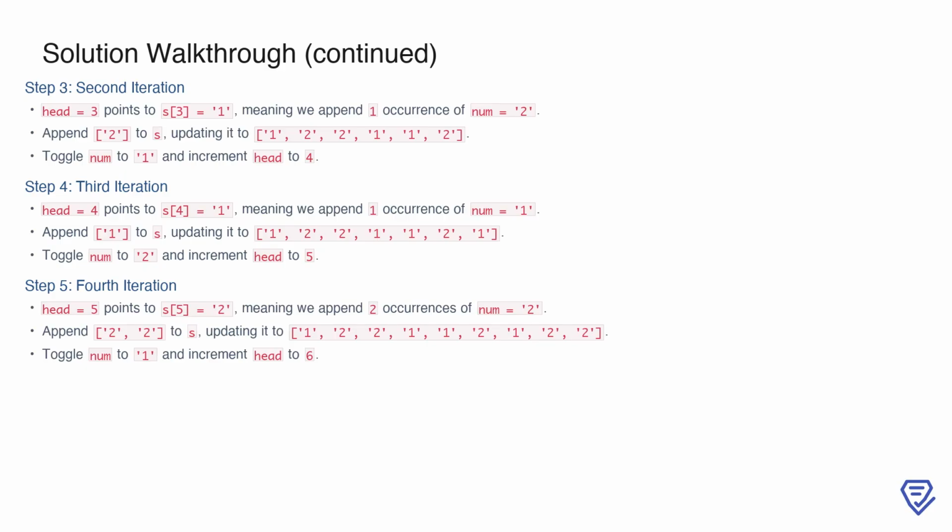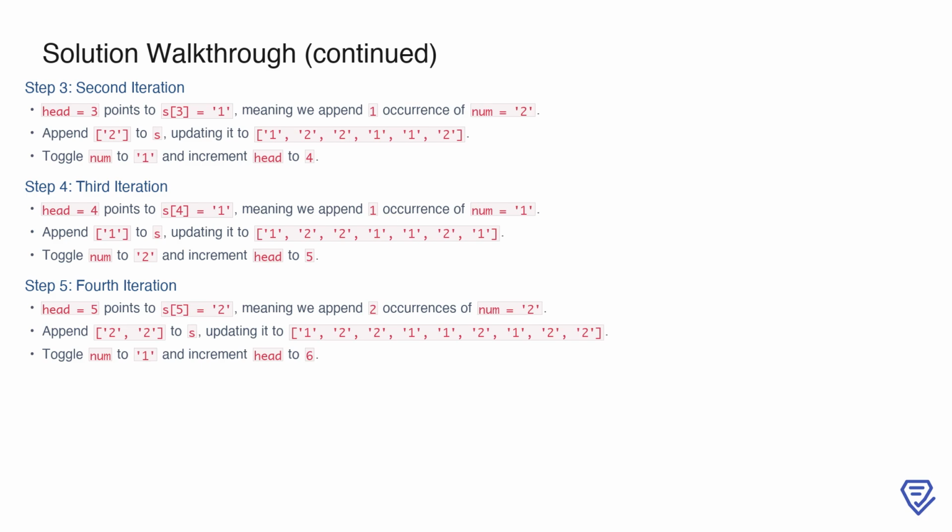In the third iteration, head points to s[4], which is 1, so we append 1 occurrence of number equals 1. Appending 1 extends the sequence to 1, 2, 2, 1, 1, 2, 1. Once again, number is toggled to 2, and head is incremented to 5.